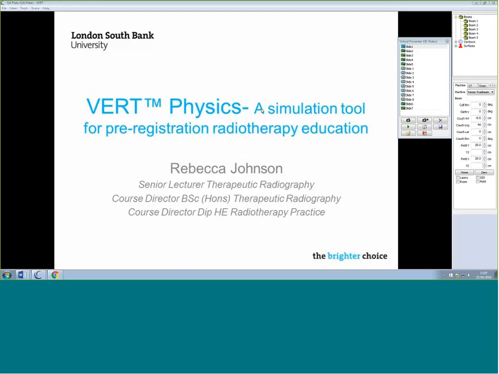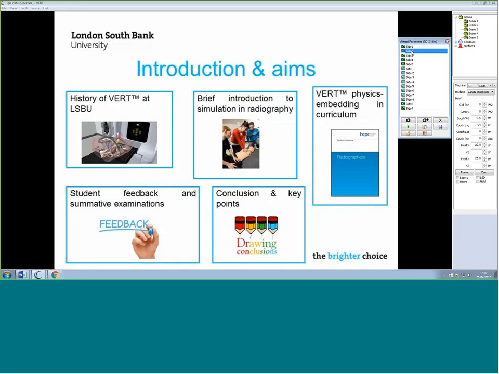So as Tom quite clearly said there, we're just going to have a bit of an overview of the history here at VERT, thinking about the consideration of simulation within the field of radiography, how we embedded VERT physics into our curriculum, feedback from our students in regards to the use of VERT physics, and looking at the summative examination results associated with those radiation science modules, and then also looking at some conclusions and key points looking forwards as well.